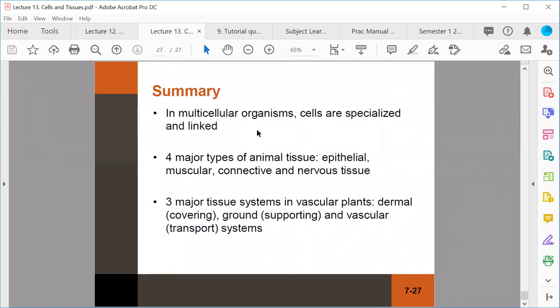So in summary, in multicellular organisms, cells are specialised and often linked. In animals, we have 4 major types of tissue: epithelial, muscular, connective and nervous, whereas in vascular plants, there are 3 major tissue systems: dermal tissue, ground tissue and vascular tissue.